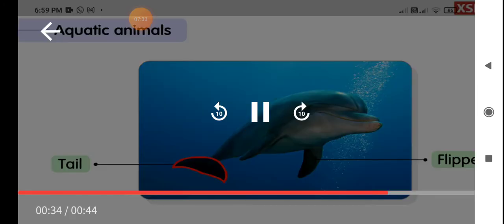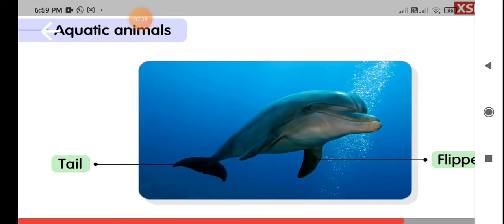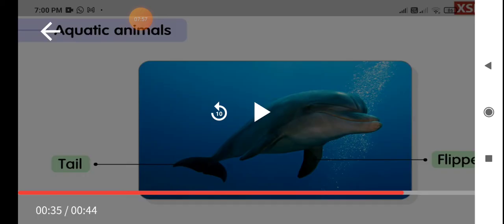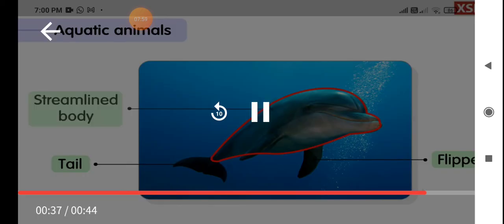Flippers and tail help the dolphin. So they are having flippers instead of fins. The dolphins are having flippers which are helping them for movement. And this tail, how the fishes are using tail, the same way dolphins are using their tail and flippers for the movement, to swim.